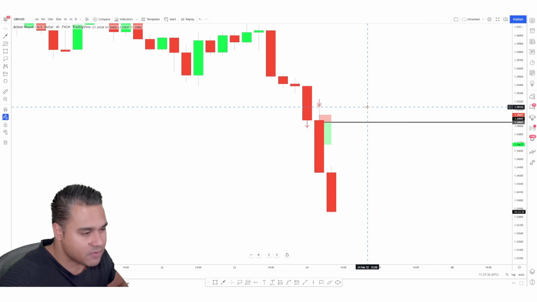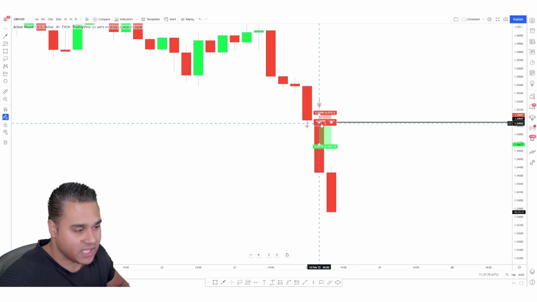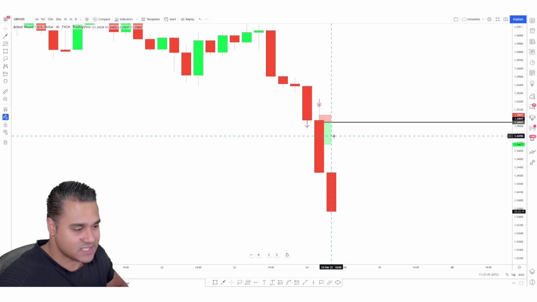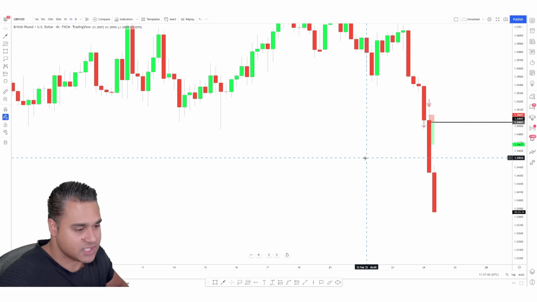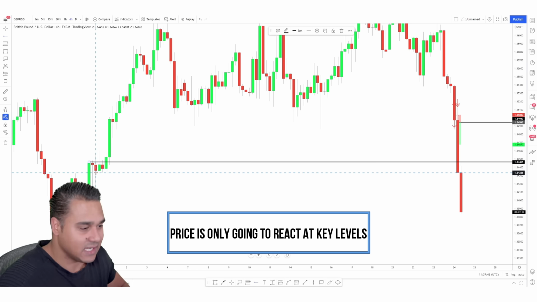We do have a concept for that for those that are working. If you want to do that, it's completely fine. But in this instance, I'm using scaling down techniques and I enter the trade. Now, if you want to take advantage of bigger moves using this concept, what you have to understand is that price is only going to react at key levels.